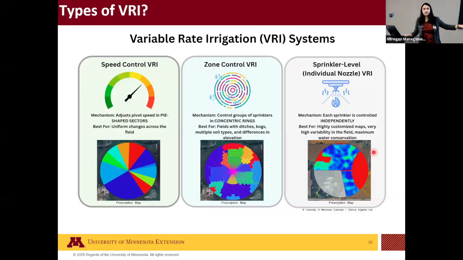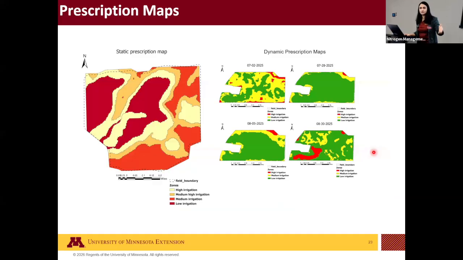Now the VRI system is there, but how to create these management zones is the key. That's called prescription maps. And we have two kinds of prescription maps, okay? So this is an example field. One is the static prescription map, which takes into consideration your soil, your EC, which is an inherent property of the soil that doesn't change over time. So you use those layers and create these management zones at the beginning of the season and use them for irrigating. For example, here the field is divided into high irrigation, medium high, medium, and low irrigation, and you keep that during the growing season.